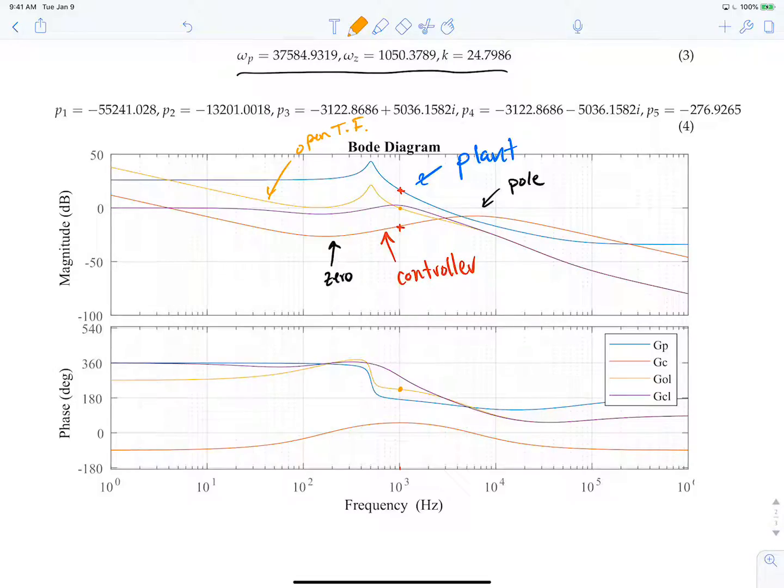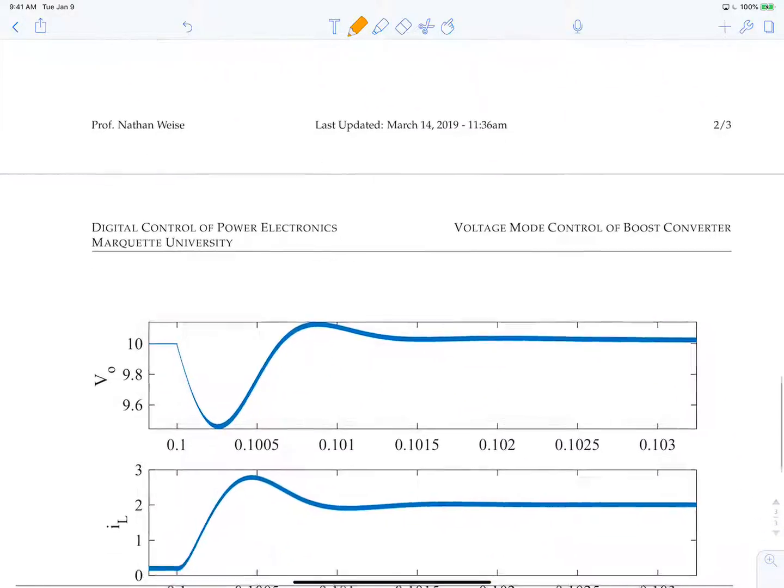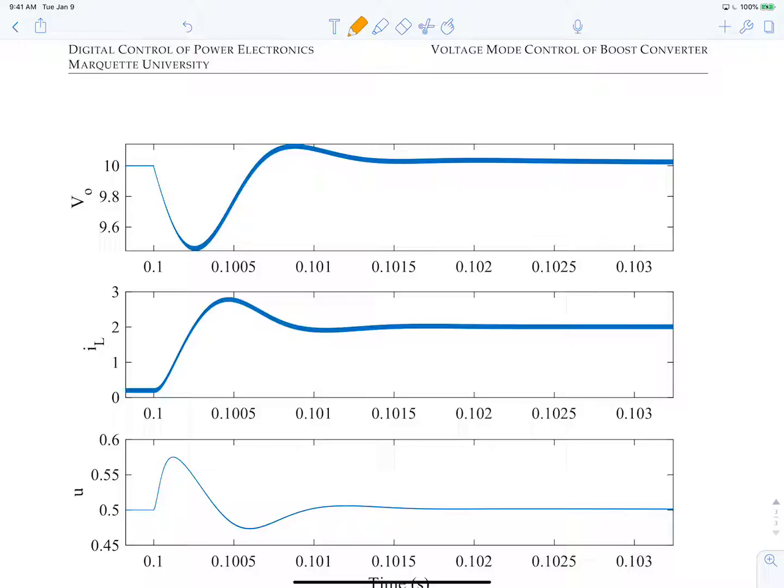Now this looks a little goofy because of how MATLAB spit out the results for this, but this is indeed a phase margin of 60 degrees. It's just due to the way that MATLAB wrapped the phase on this when we plotted it out. So let's take a look now at a response for this transfer function and this controller.